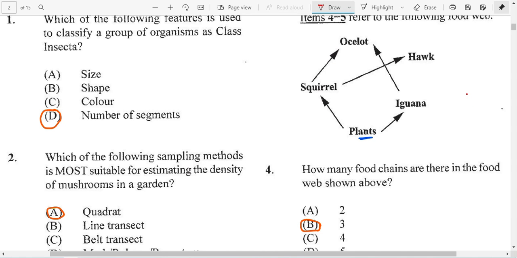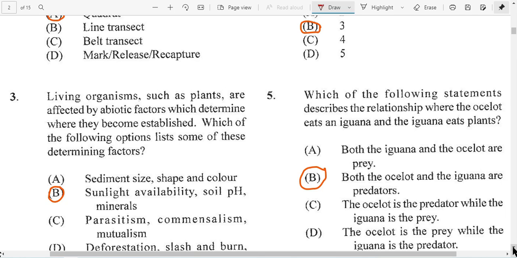Just changing the color of my pencil. And moving on down to question number 5. Which of the following statements describes the relationship where an ocelot eats an iguana and the iguana eats a plant? We're talking about 2 separate relationships here. So the ocelot is eating the iguana. That's a predator-prey relationship. And the iguana eating the plant, that is also a predatory relationship.